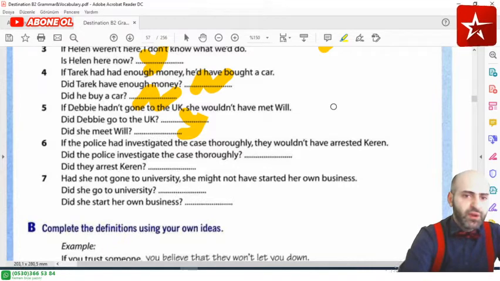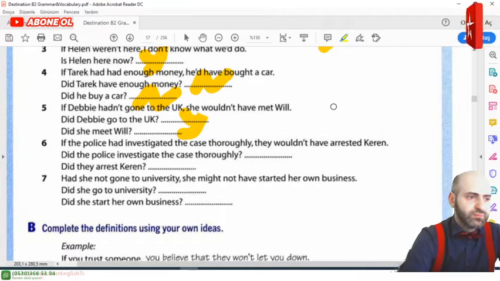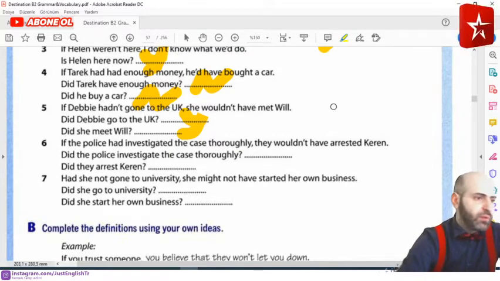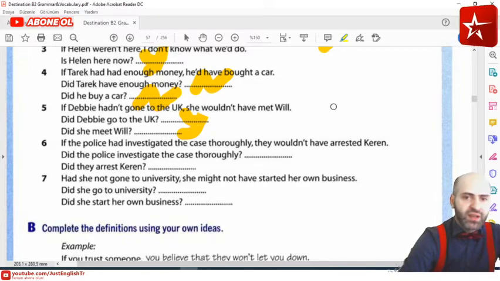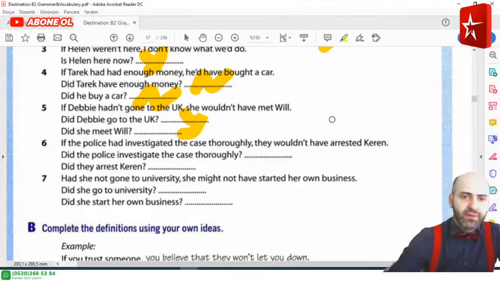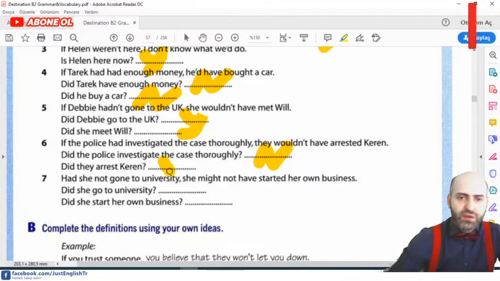Number 6. Did the police investigate the case thoroughly and did they arrest Karen? I see answers from Irina, Machinist Man, Ahmed, Hussein, and you guys are correct. It is no and yes. This one is no and this one is yes.